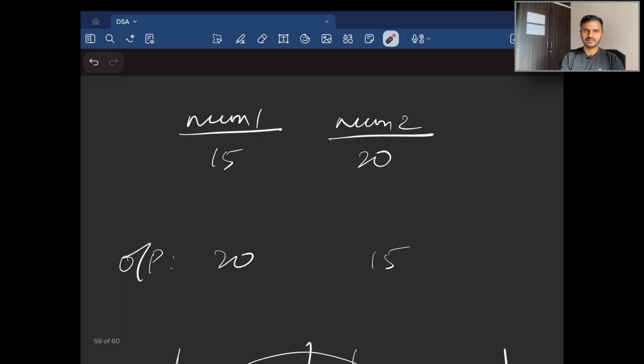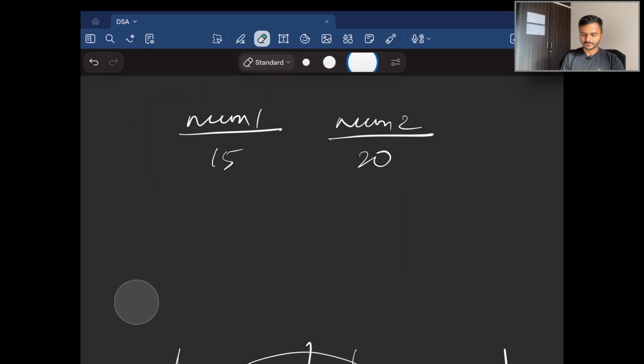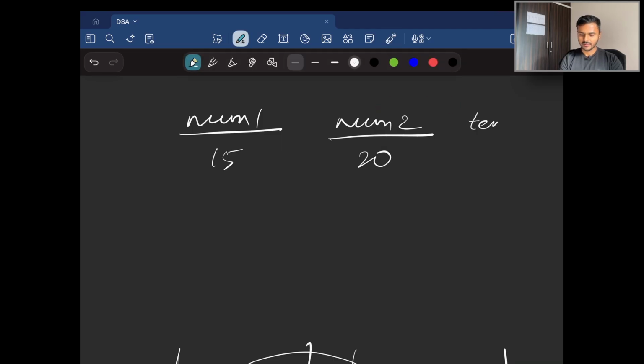Now, if I translate the same thing to variables, what would that look like? Well, what we did first was store 20 in a different bucket. So we'll take another variable. Say we take temp. And we make a copy of num2. And then we're going to say num2 is equal to num1. So what are the steps going to look like? The steps would be this.